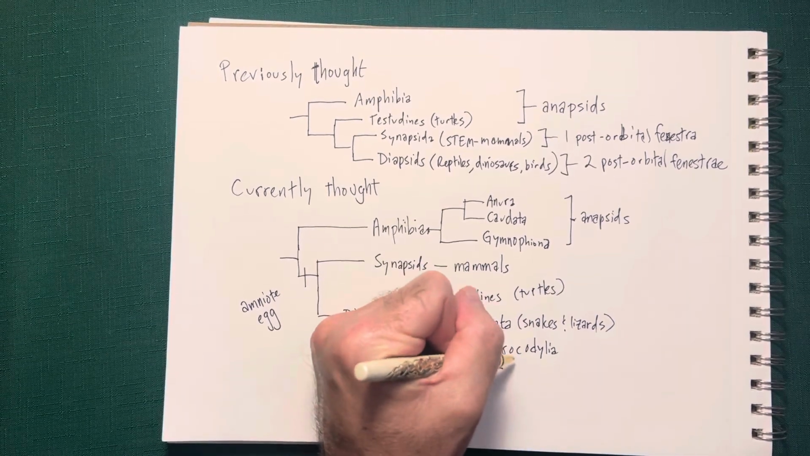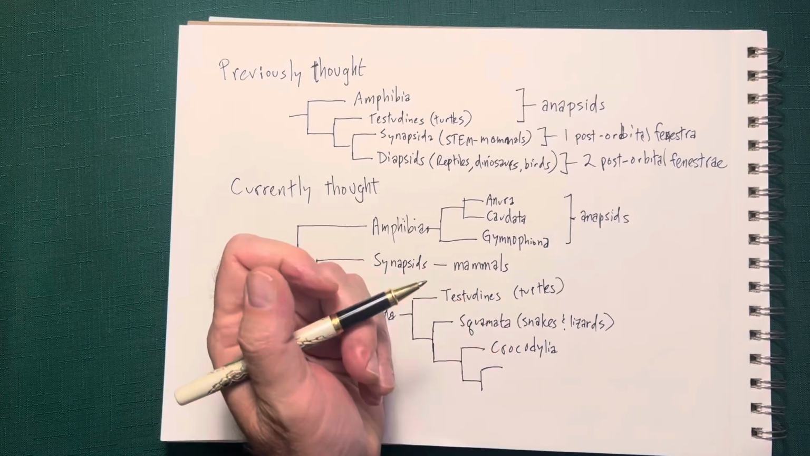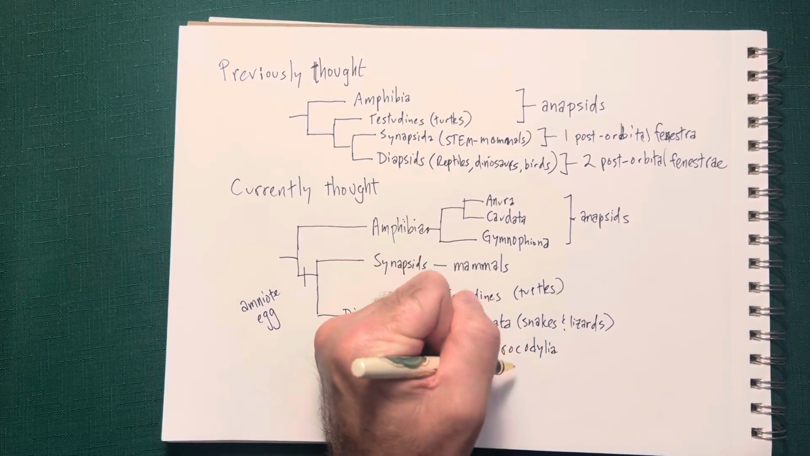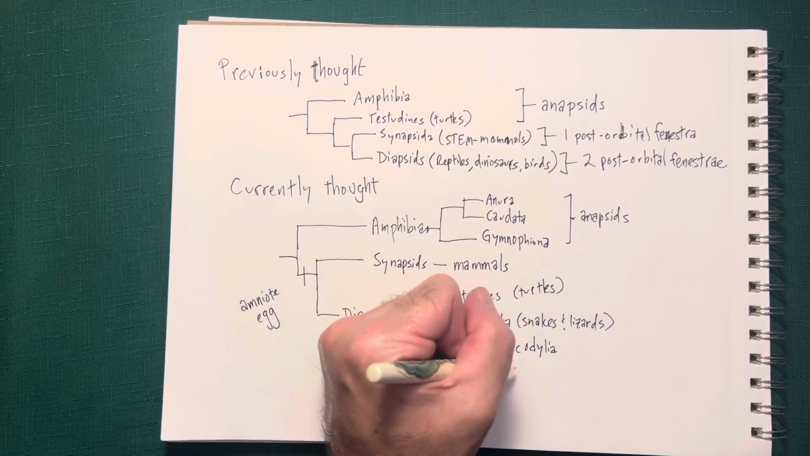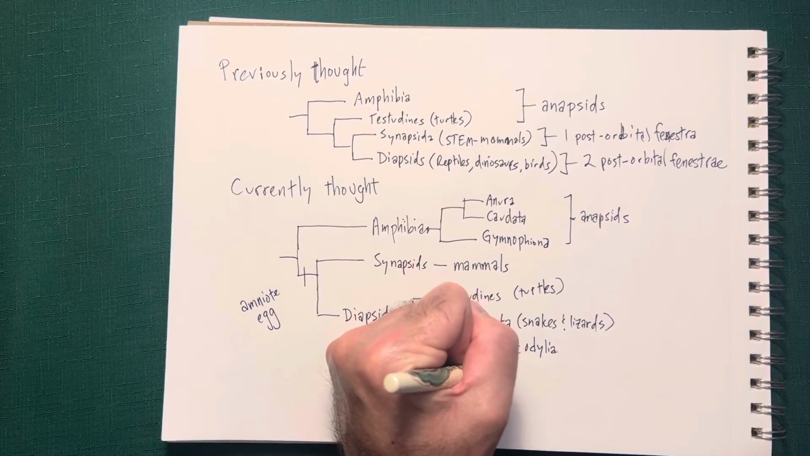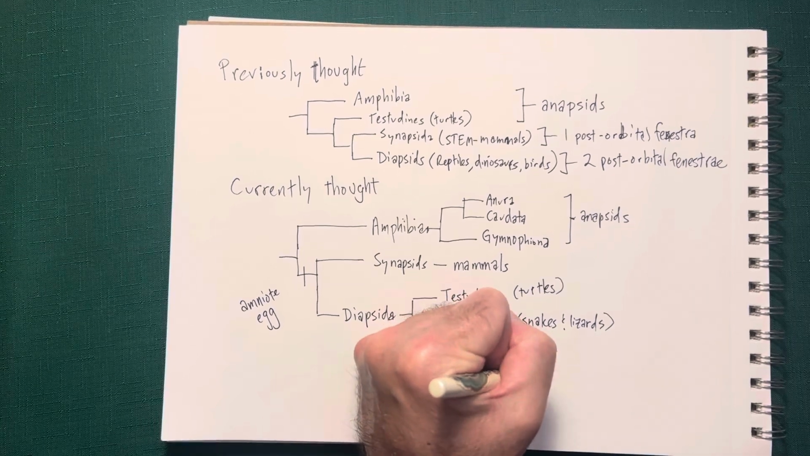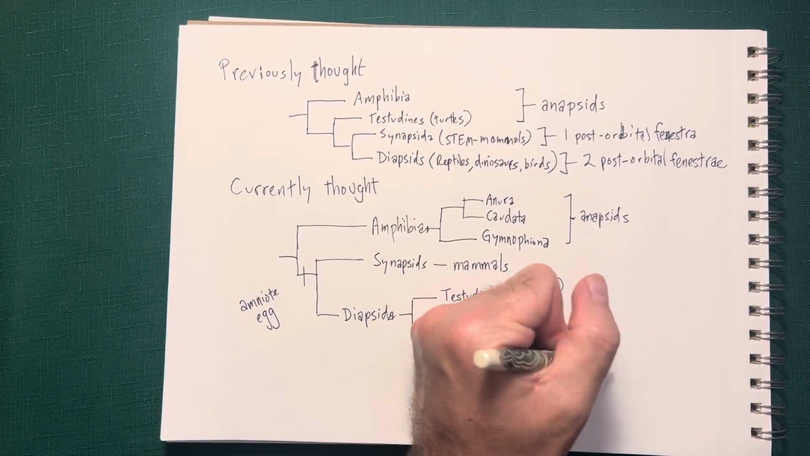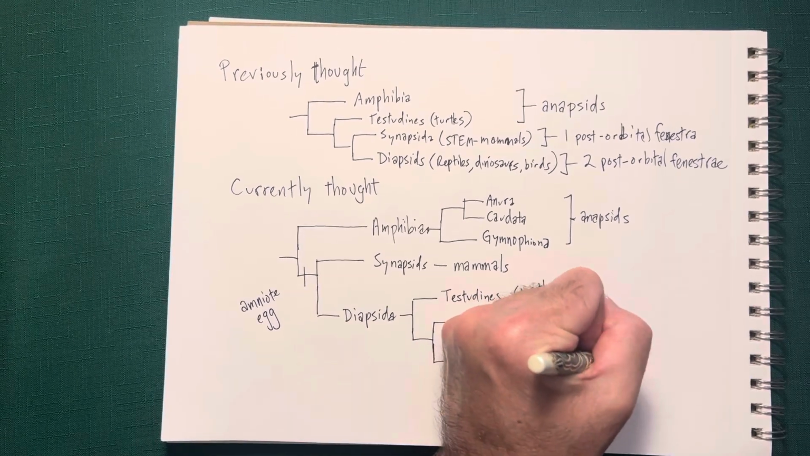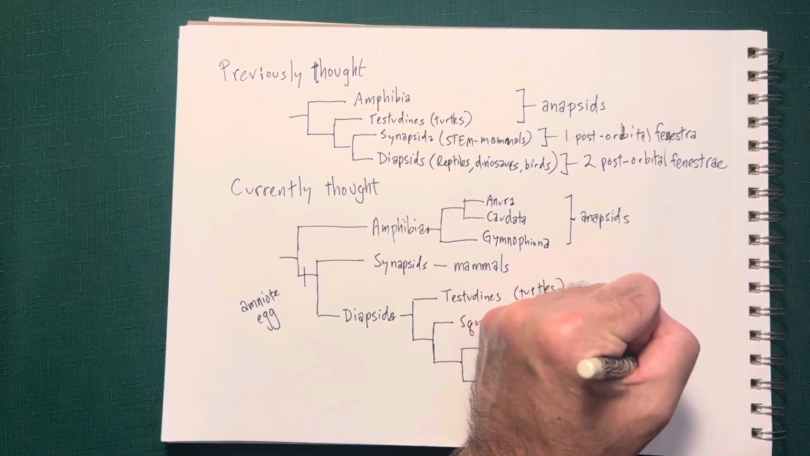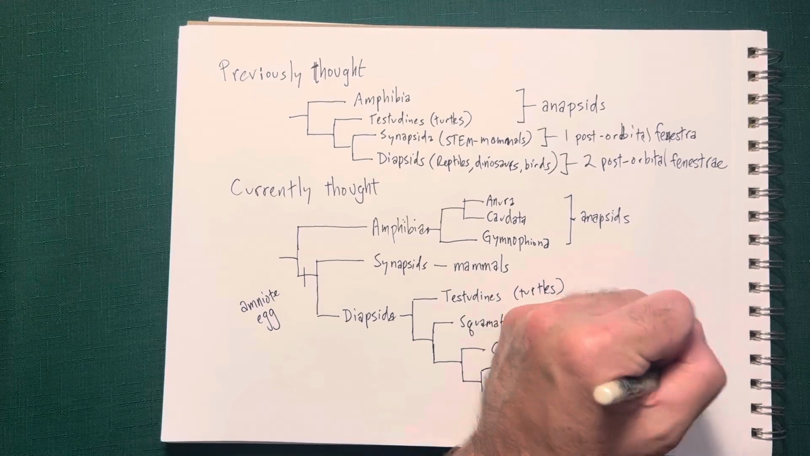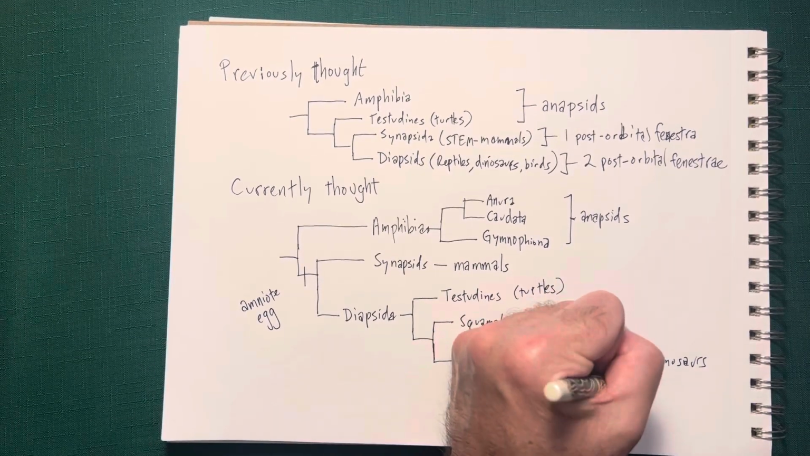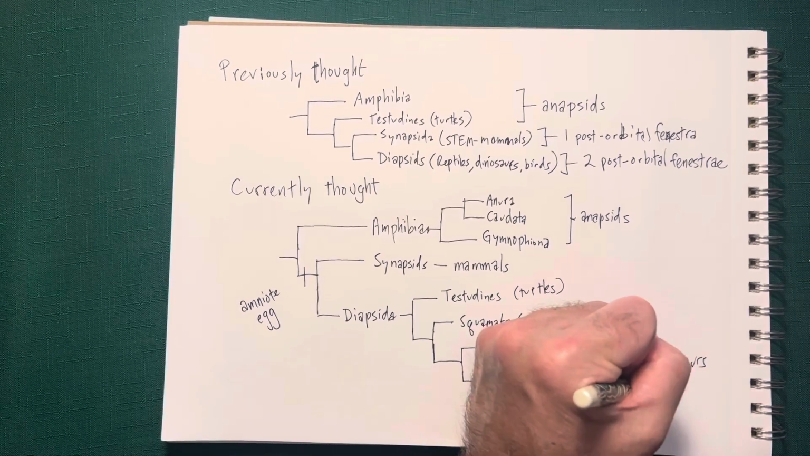Then we get the, I'll do it this way, okay. Non-avian dinosaurs and aves, birds.